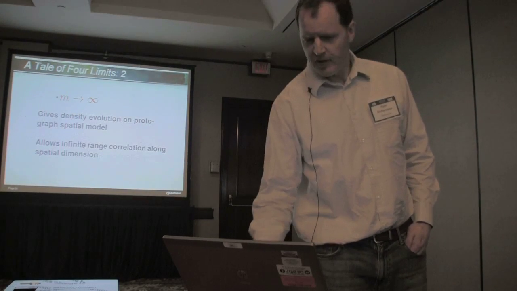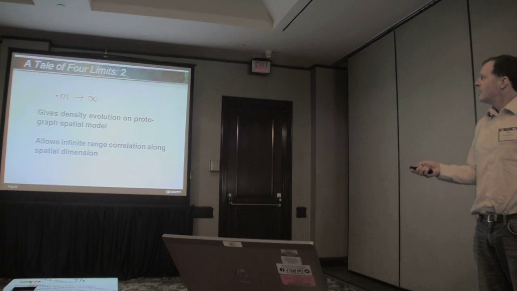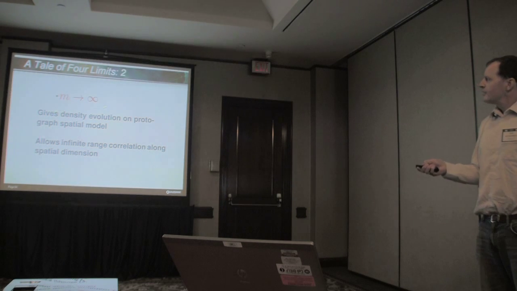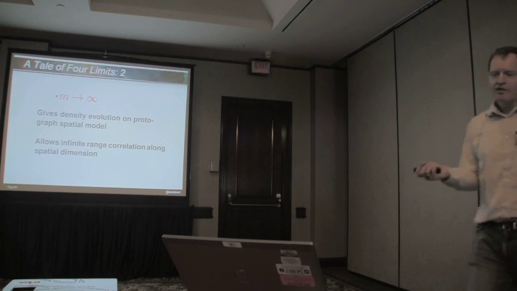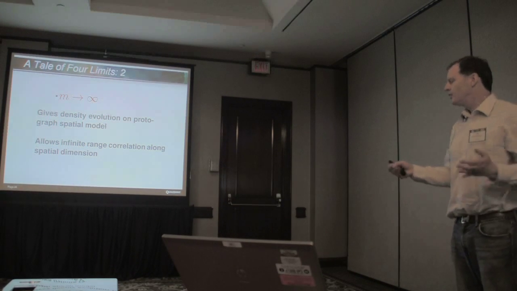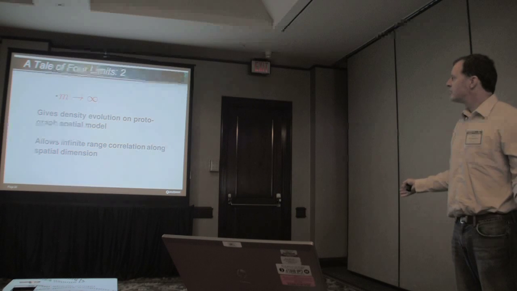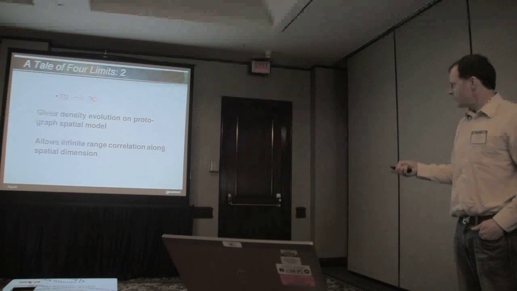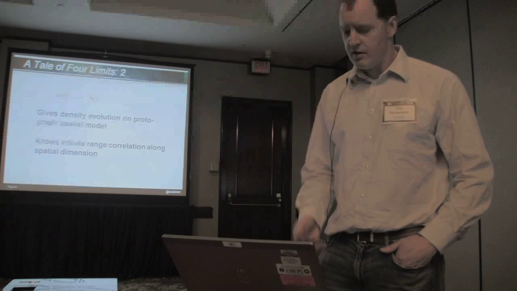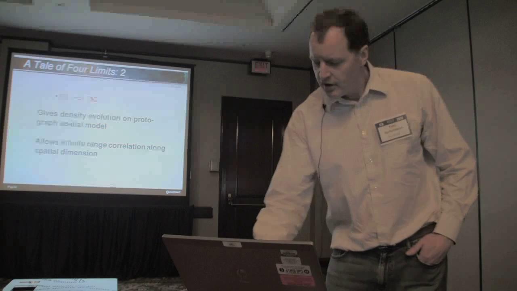Okay, so I want to again look at the remaining limits. One is the component size going to infinity. This is critical because it allows us to reduce the modeling of the system to density evolution. The other thing is that by going to infinity, we lose decay of dependence across the spatial dimension. And once it reaches infinity, we can have infinite length correlation in the model, which as you'll see, is essential to the performance.